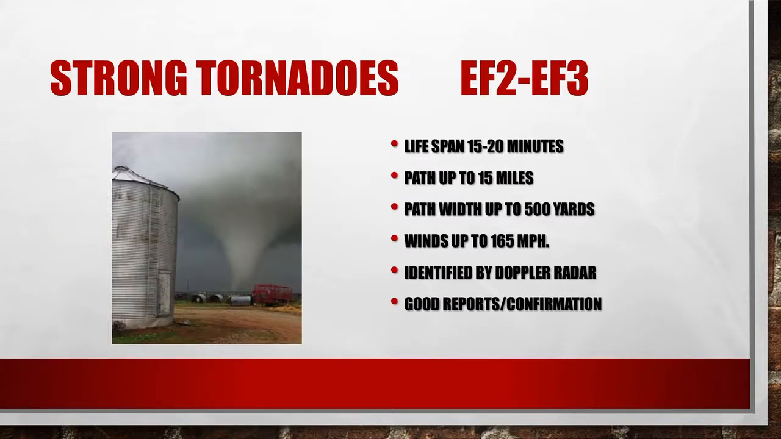The middle of the road, strong tornadoes, those EF2s and EF3s, can last a little bit longer, 15 to 20 minutes. They can be fairly wide, and they can stay on the ground for a long period of time. And the winds now are up to 165 miles an hour. I mean, that's basically as fast as a NASCAR car drives. These, though, we can identify very well with radar, and we get good reports and good confirmation, which means we can get the warnings out to you, to your schools, to the news media, and help protect people from these.